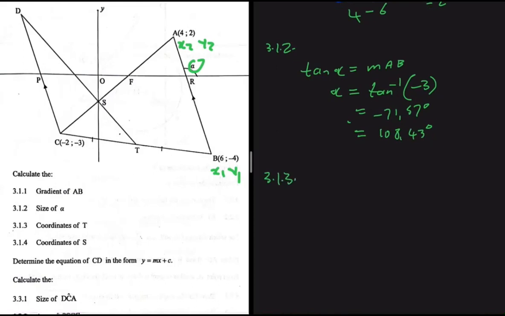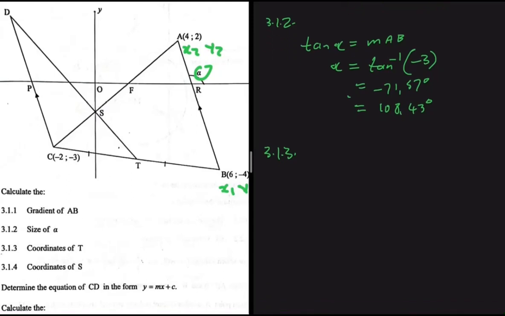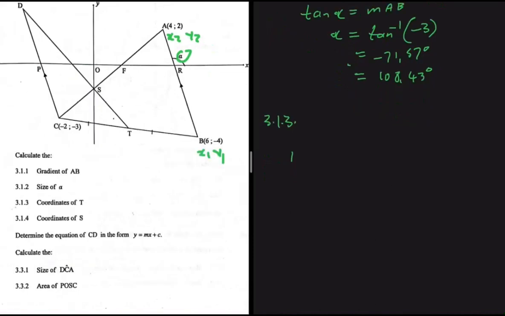And we're moving on to 3.1.3. 3.1.3 says, let's calculate the coordinates of D. We can see that T is the midpoint of CB, because CT is equal to TB, right? So we're going to use the midpoint theorem, so to say. So what are we saying? For T, using the midpoint theorem, we're going to have x2 plus x1 divided by 2, and then for the y coordinate, we have y2 plus y1, everything divided by 2, right?